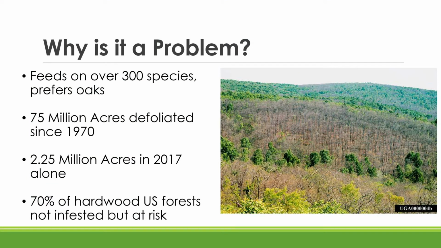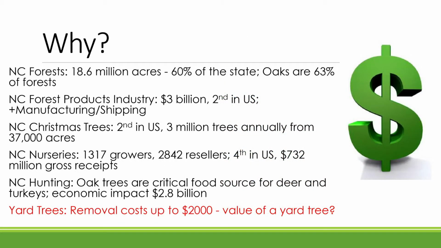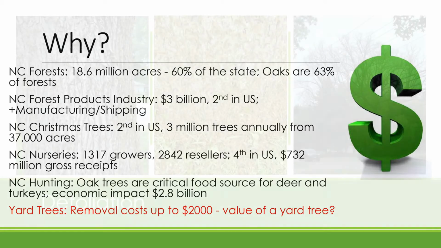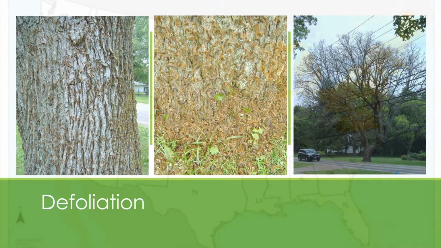While it prefers oaks, it feeds on over 300 species of trees and has defoliated over 75 million acres since 1970. Gypsy moth defoliation kills trees, creates costly tree removal expenses for homeowners, reduces property values, and adversely affects commerce. In high-density populations, the caterpillars have also been known to cause allergic reactions in sensitive individuals.